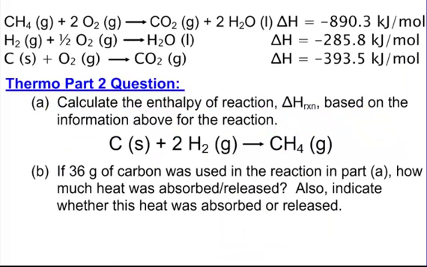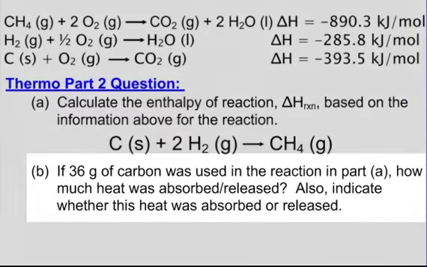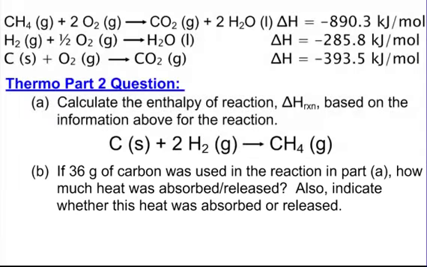The question that you want to finish up for Thermo Part 2 is this. I've given you 3 reactions up top and 3 heats of the reactions. I want you to calculate the enthalpy of the reaction, based on the information above, for the reaction carbon plus 2 hydrogen gases gives methane. And for Part B, it says if 36 grams of carbon was used in the reaction in Part A, how much heat was absorbed or released? Also indicate whether this heat was absorbed or released. So you're going to do Part A and Part B.